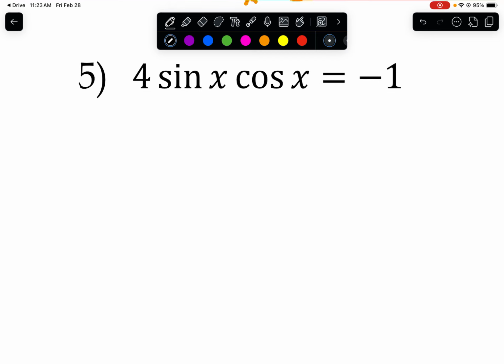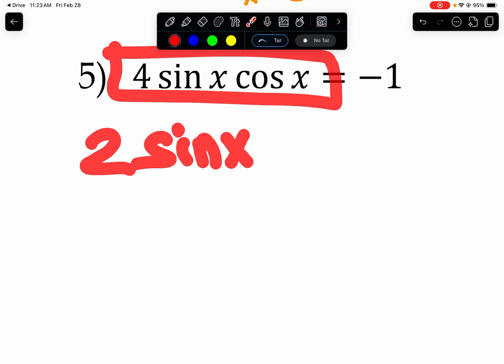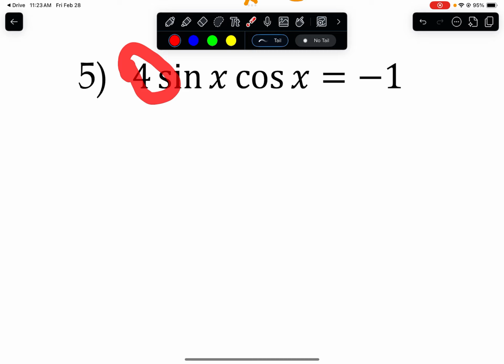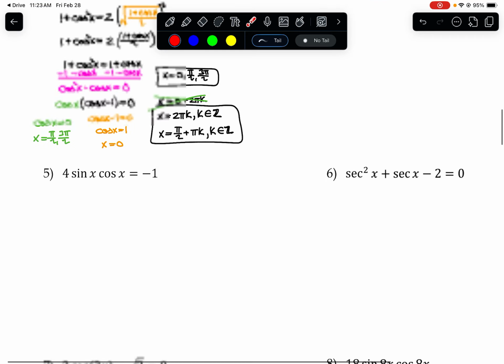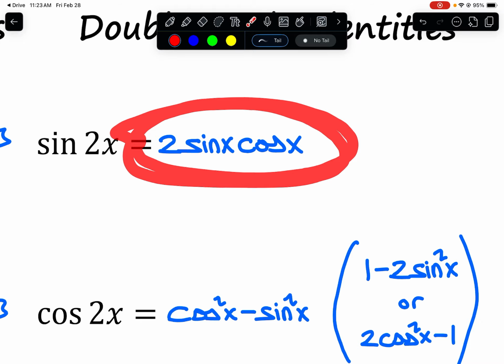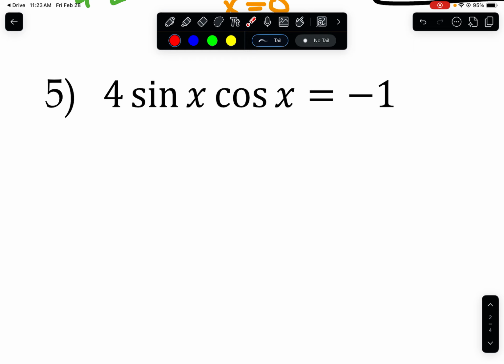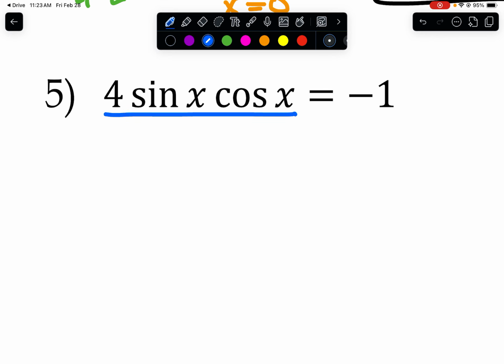With number 5, we have 4 sine x cosine x equals -1. I can look at this equation and see, oh, this looks oddly similar to 2 sine x cosine x. The only difference is we need a 2, and over here we have a 4. So to me, this is an indicator that I'm going to use a double angle identity. I need this coefficient in the front to actually be a 2 in order to use that identity. So what I'm going to do is divide both sides by 2, so I can use the identity.